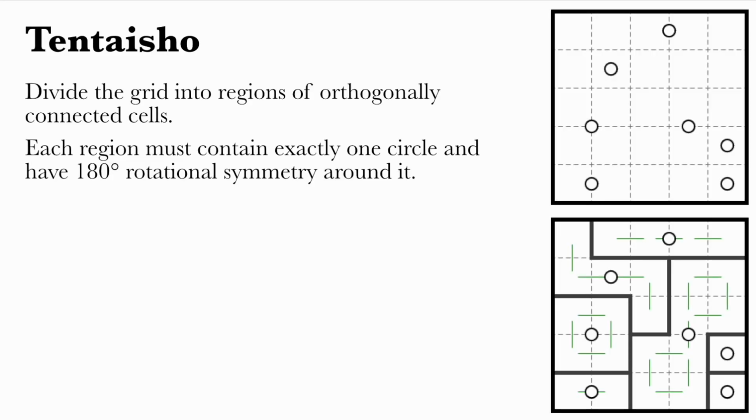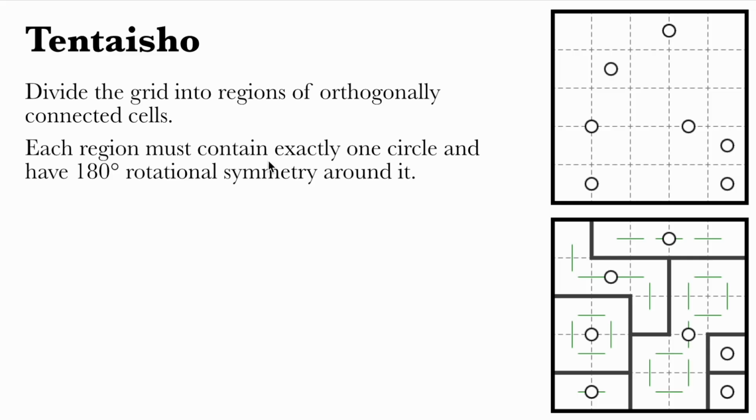In Tentaisho, we divide the grid into regions of orthogonally connected cells. That simply means we're going to be drawing these bold lines in the grid, and what we're left with are a variety of regions that have no internal lines at all, and they are simply bordering subregions. You can also see we have some lines in the middle. Those are just solving aids and not part of the solution.